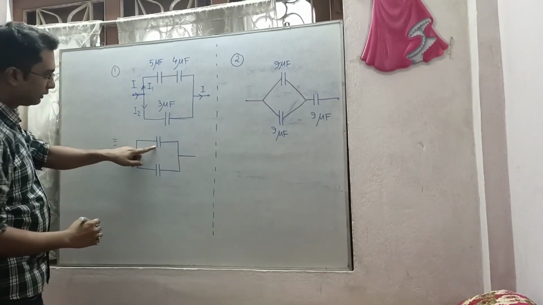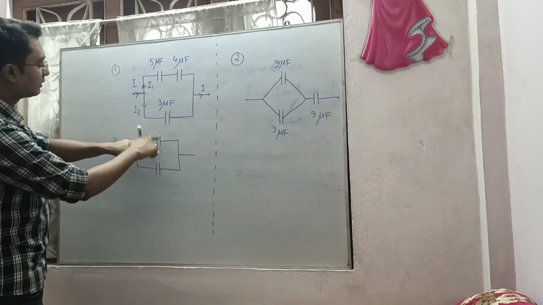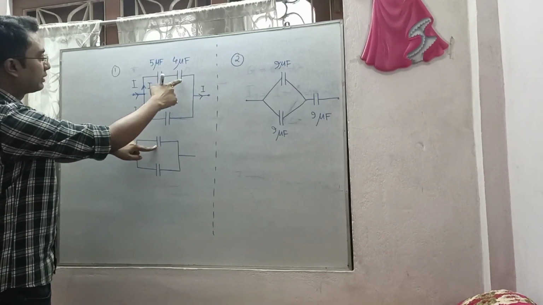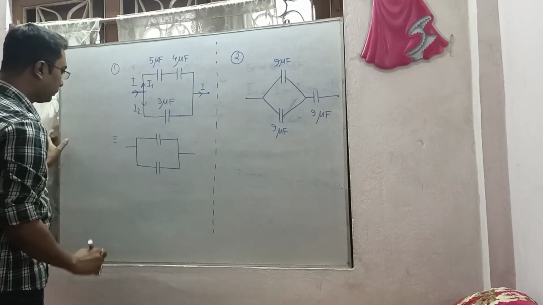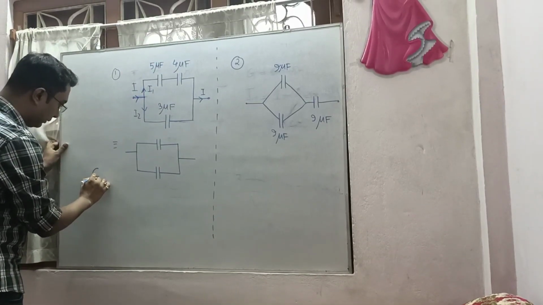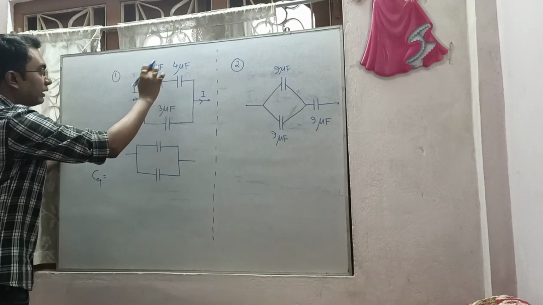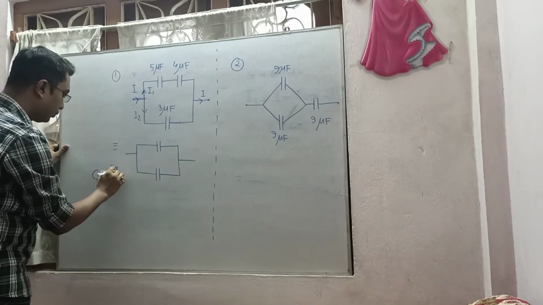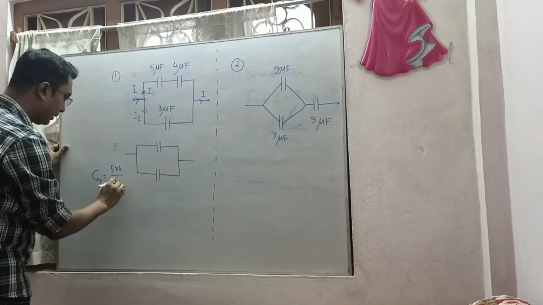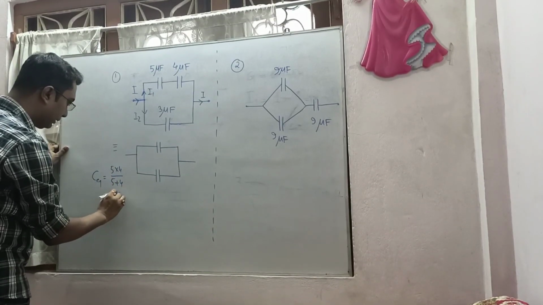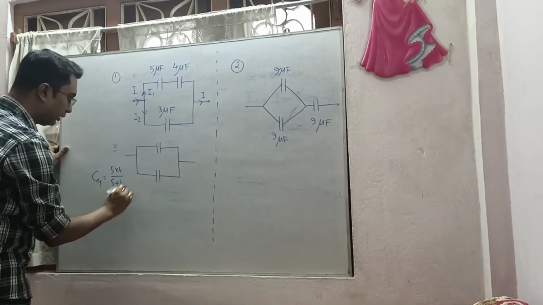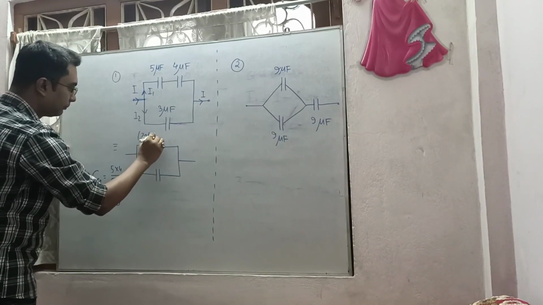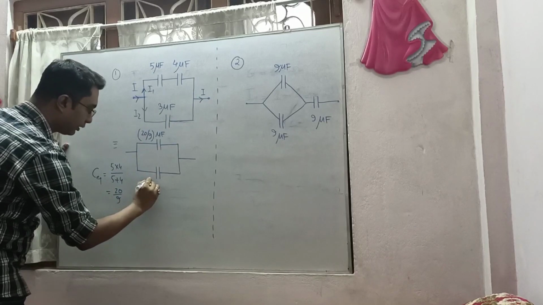This one. Now this capacitor is the equivalent capacitance of these two. So if we make them in series combination, what will be its value? Its value can be calculated from this. C equivalent will be equal to C1 into C2 by C1 plus C2. So it will be 5 into 4 by 5 plus 4. So it will be 20 by 9 microfarad. So there its value will be 20 by 9 microfarad, and it is already 3 microfarad.